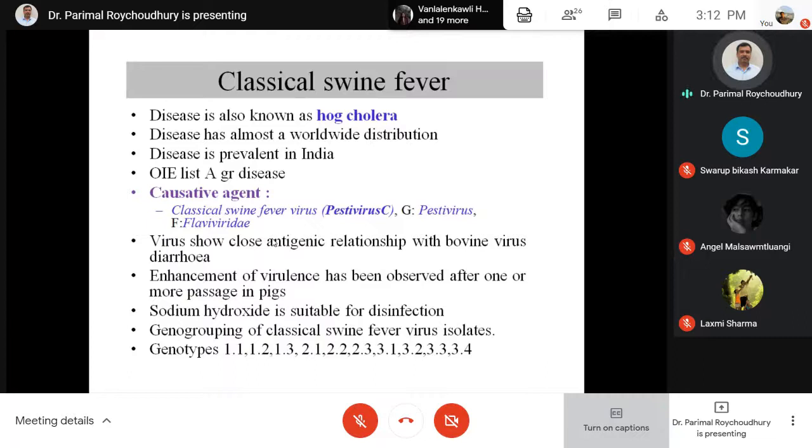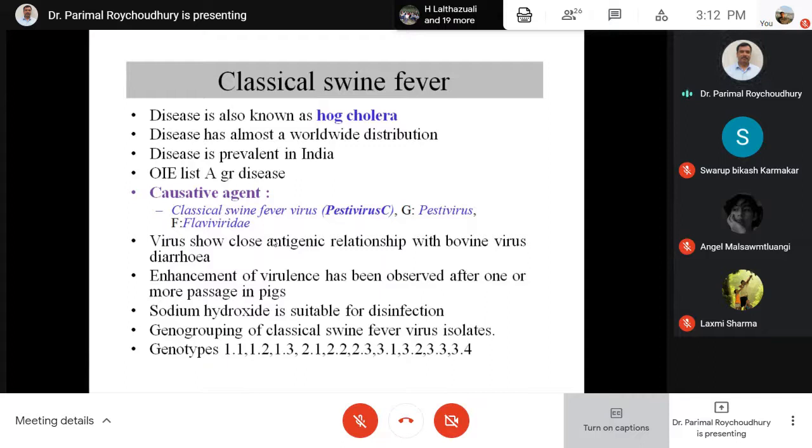However, in Austria and some other Mediterranean countries, the disease still causes outbreaks and is very much prevalent. Classical swine fever: the causative organism is the pestivirus, and commonly we call it the classical swine fever virus. The genus is Pestivirus and the family is Flaviviridae.